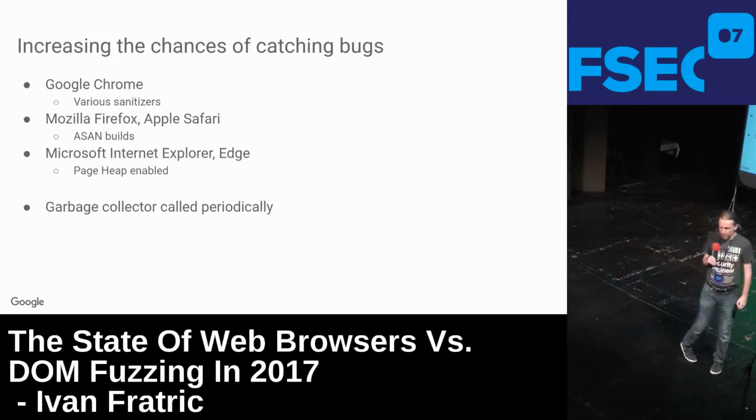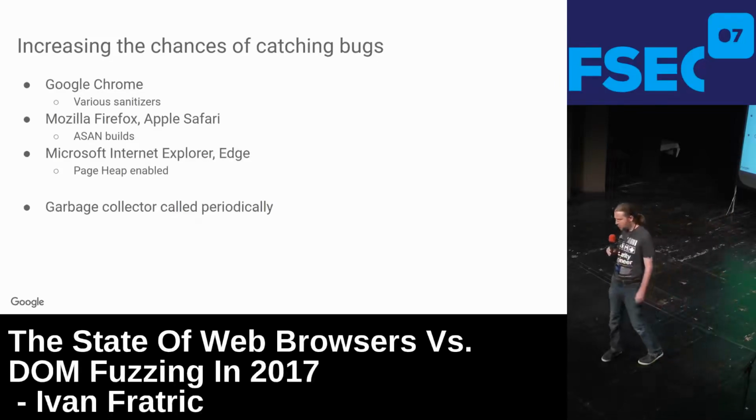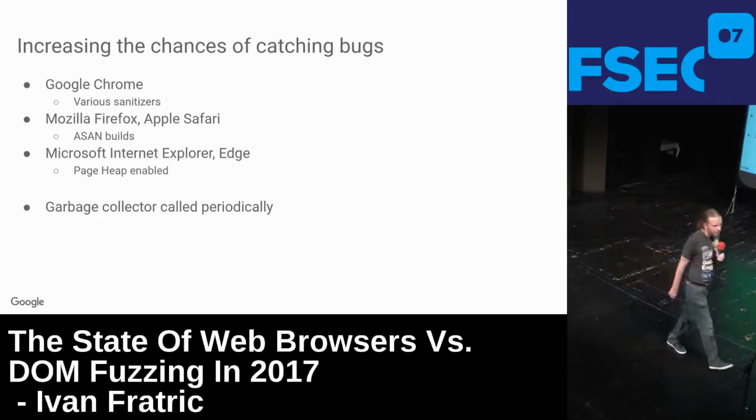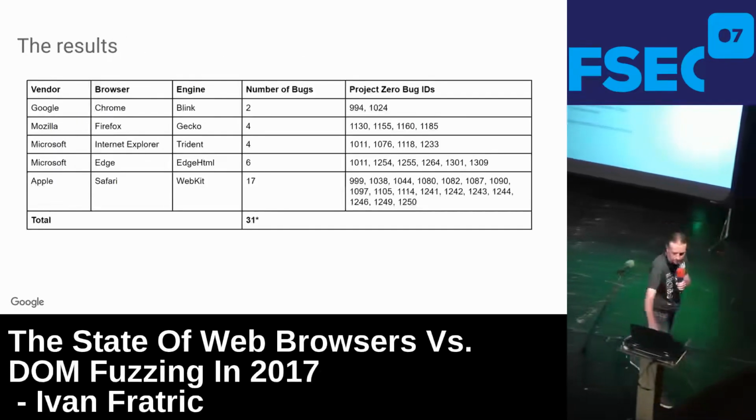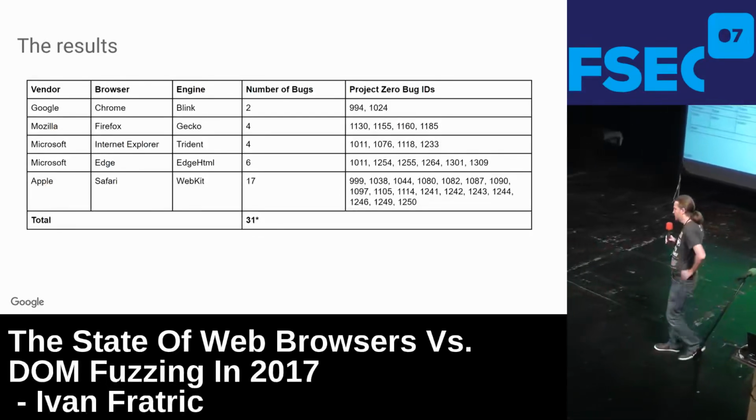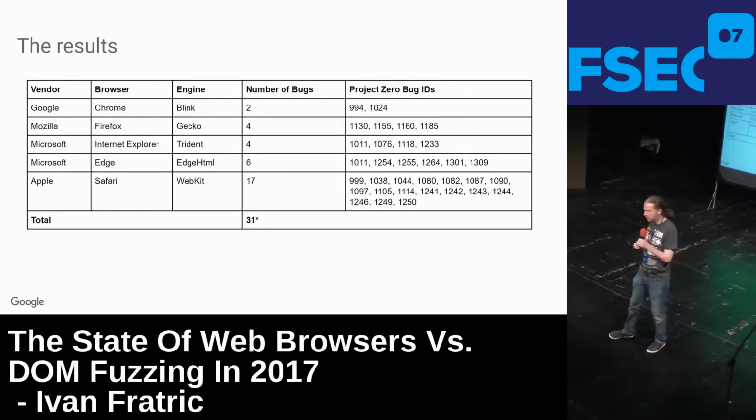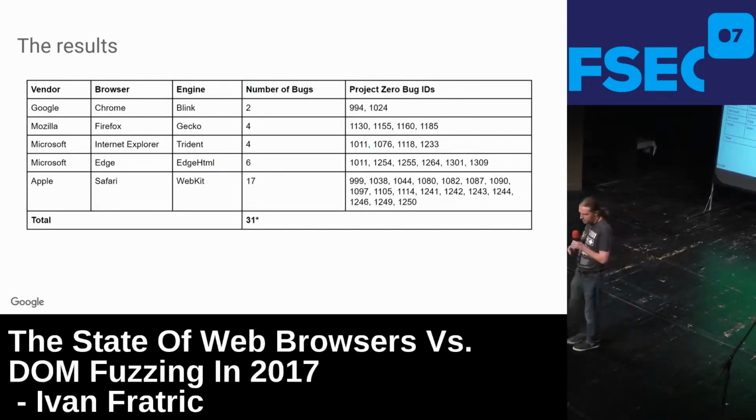And we also made sure that the garbage collector in each of these browsers gets called periodically, which is important to catch use-after-free issues, which are quite common in web browsers. So finally, here are the results expressed as the number of bugs. And I'm going to spend some time on this slide.